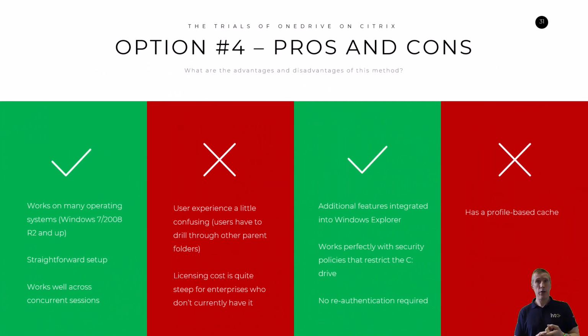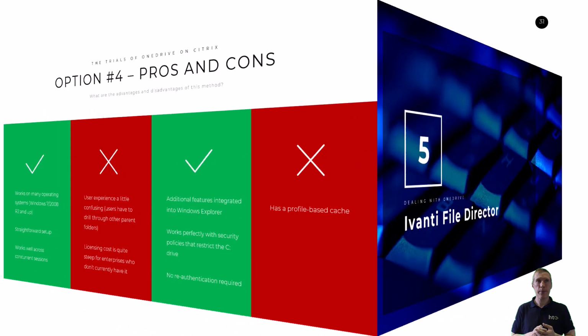Pros and cons of Citrix ShareFile. Works on Windows 7, 2008 R2 and up. It's pretty straightforward to set up. Again, works well across concurrent sessions. It gets additional features into Windows Explorer, so all of the extra ShareFile stuff works perfectly with the security policies. Doesn't need you to re-authenticate. User experience is a little bit confusing because you have to go into the S drive and drill through parent folders. It has a licensing cost attached to it as well, so enterprises that don't have it would have to pay for it. It has a little bit of cache as well based in the profile, although not a lot, so it does need a little bit of storage overhead.